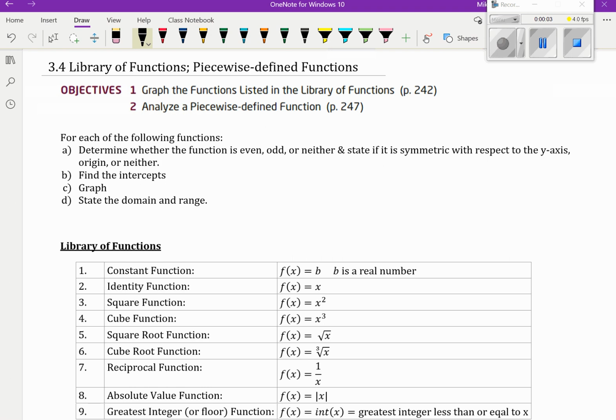Welcome back, everybody. We're now in Chapter 3, Section 4 in College Algebra. We're taking a look at library of functions today, as well as piecewise defined functions. So what are the library of functions?